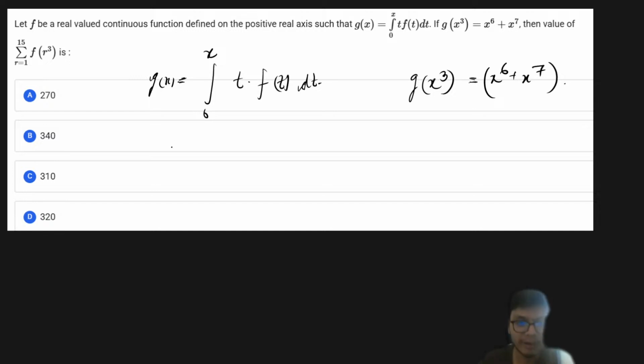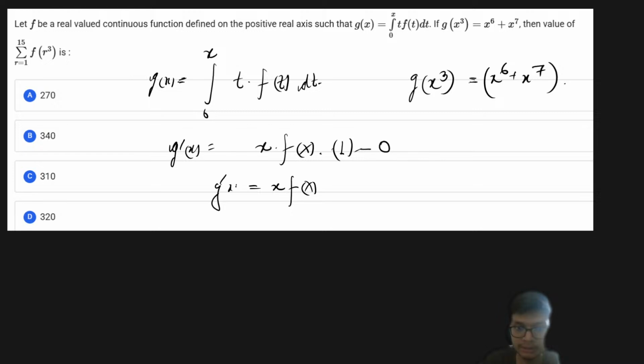So if I try to find out the g dash of x, the result is going to be x into f of x into 1 minus 0, right? So it is going to be equal to f of x into f of x, that is your g dash of x is going to be equal to x into f of x, right? x into f of x.